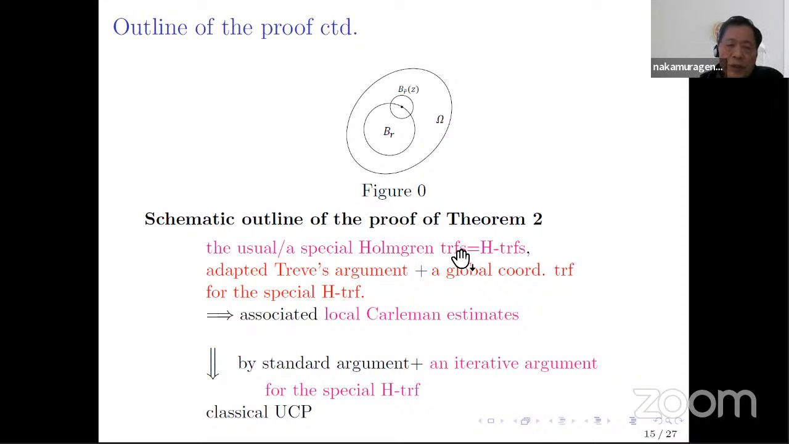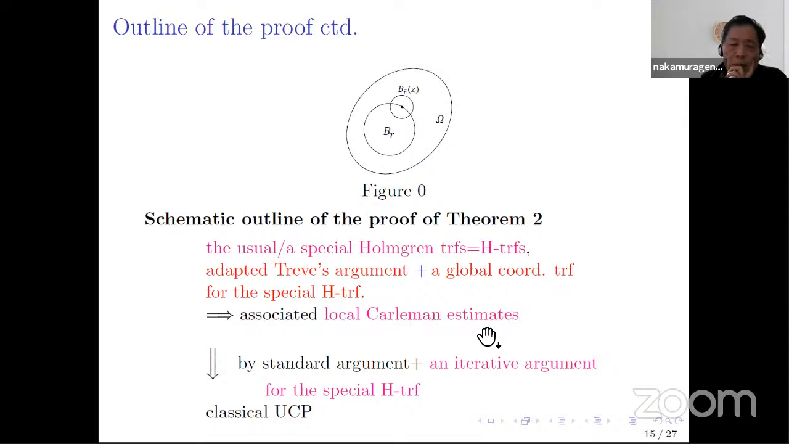We will use two kinds of Homogeneous transformation. The Homogeneous transformation will be abbreviated by H-TRF. We will use the usual one and also a special kind of Homogeneous transformation. For this transformation, we will adopt a Trepp's argument, and also we will use a global coordinate transformation for the special Homogeneous transformation case. And then we can get associated local Kalman estimate.